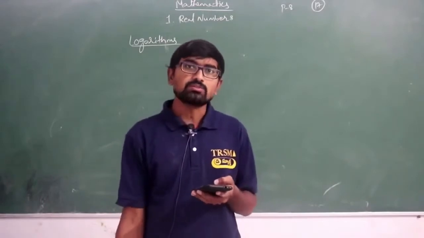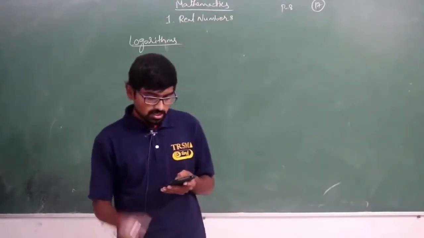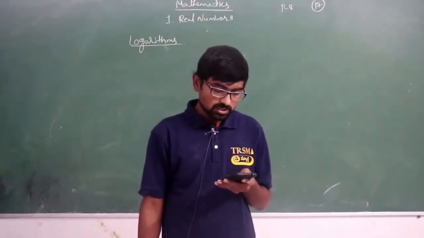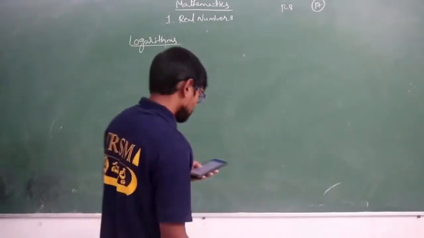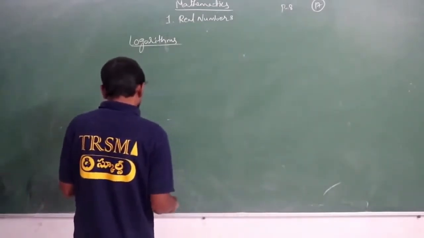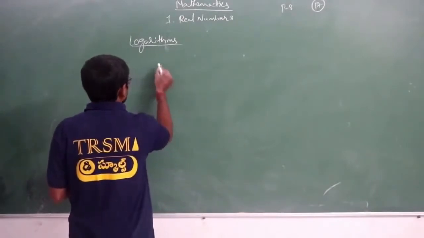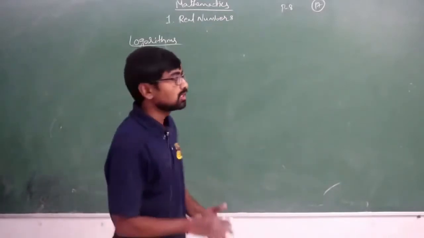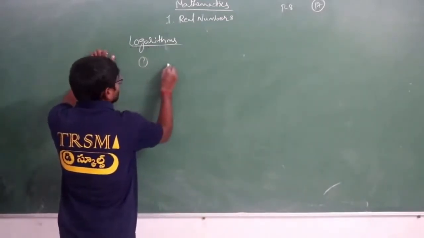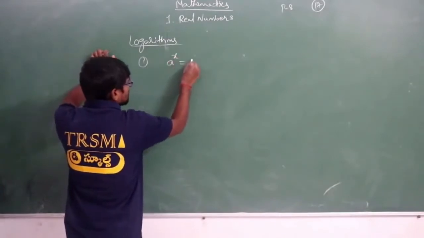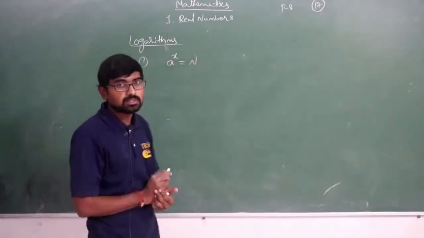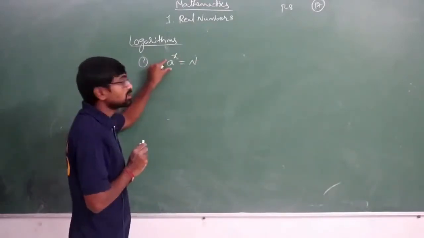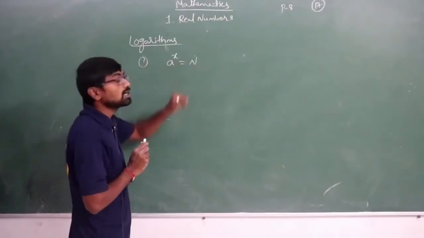So what is a logarithm? In definition, a logarithm is an inverse form of exponents. Let me tell you some of the laws in logarithms. If I write a power x is equal to n, here we have three variables. a is any real number, n is also any real number, and x is a variable here.